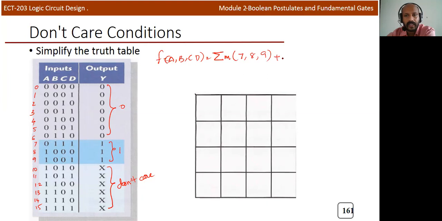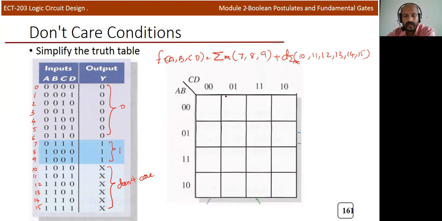So when you write in a function form, we'll write don't care conditions like this, which is 10, 11, 12, 13, 14, and 15, again with sigma in min term format. So this is a don't care condition: 10, 11, 12, 13, 14, 15. Either they can give it like the truth table or as a function like this. So now we need to map this function.